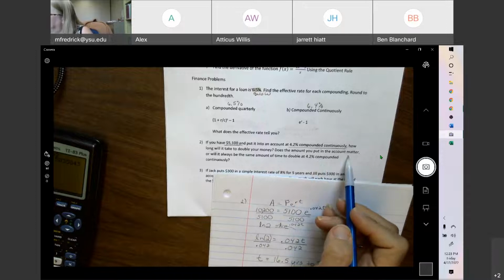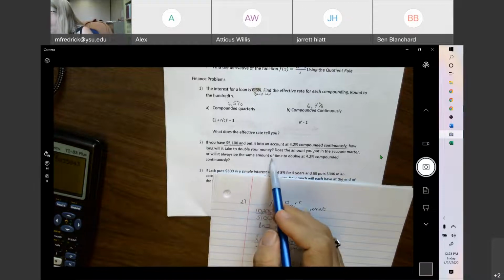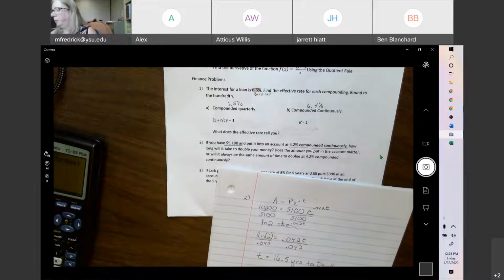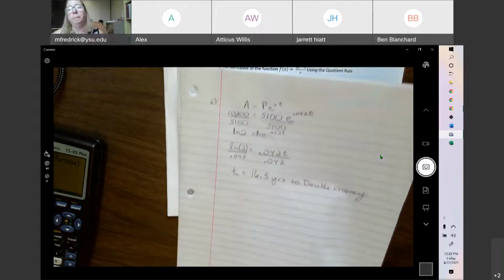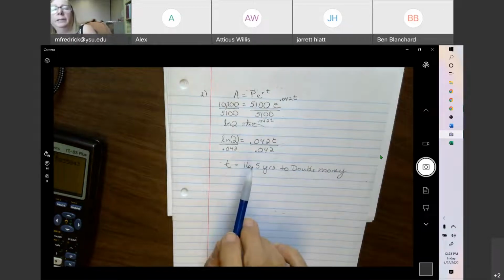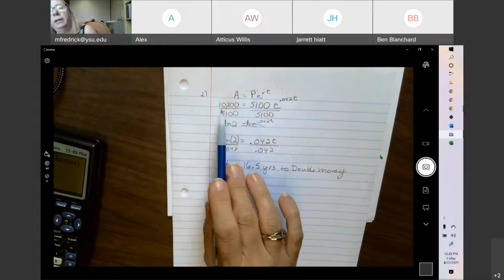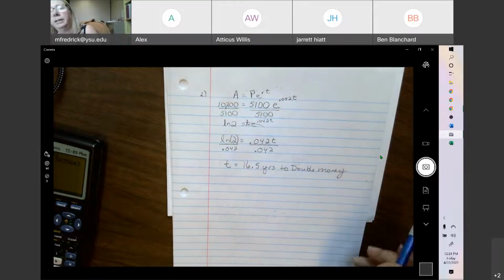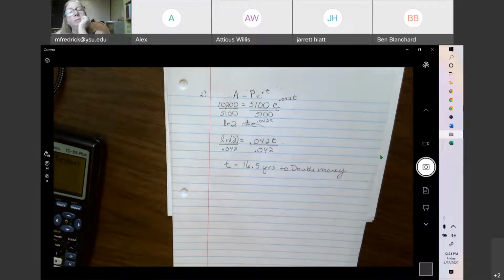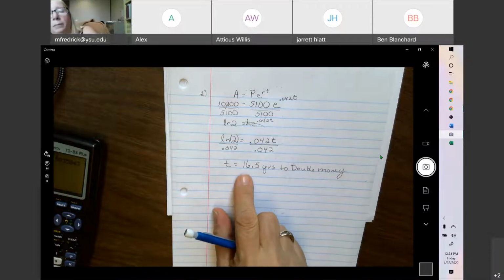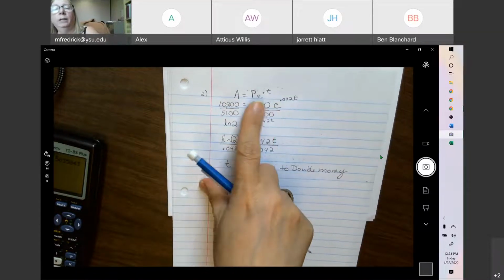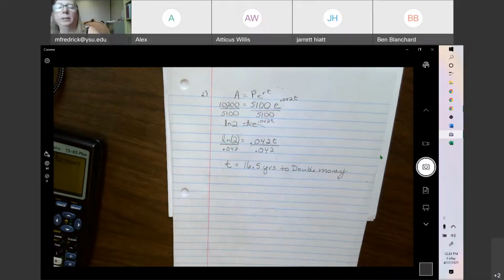Does the amount you put in the account matter, or will it always be the same amount of time to double at 4.2% compounded continuously? So when we're looking for the doubling amount with the same interest rate, did it matter how much was put into the account? Anyone? It doesn't matter. No matter how much we put into this account, if we double it, we will end up with 16.5 years.